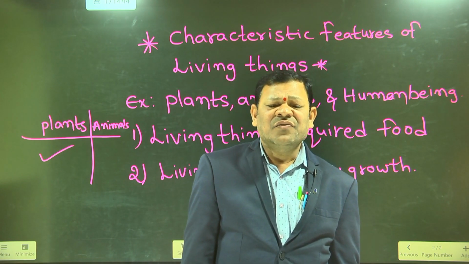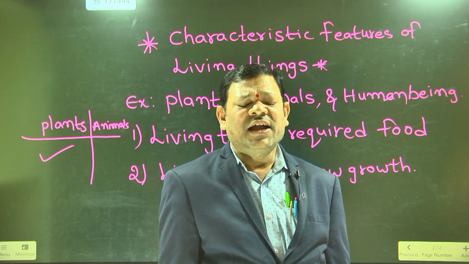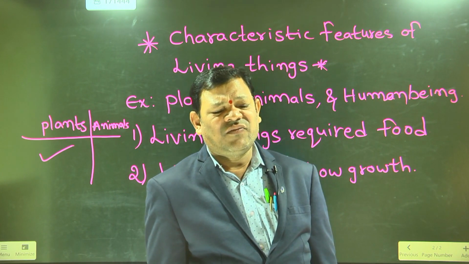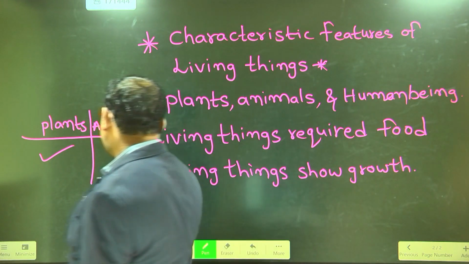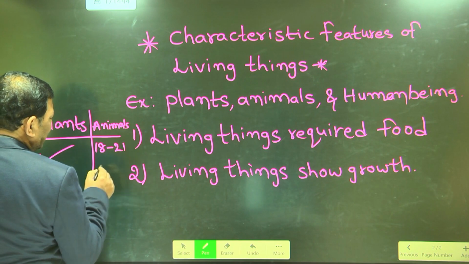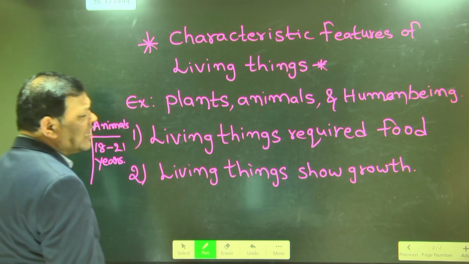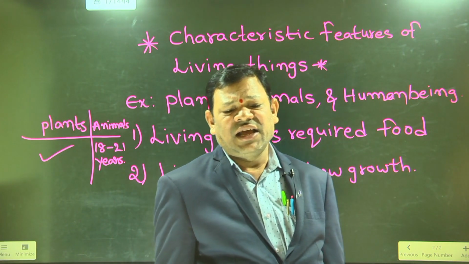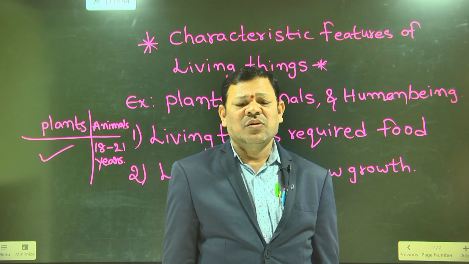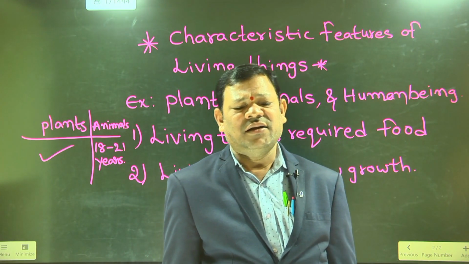For example, if you see animals, growth can be seen only in a particular period. Generally, from birth up to 18 to 21 years, we can see growth in animals. But in plants, growth is permanent. Keep that point in your mind.